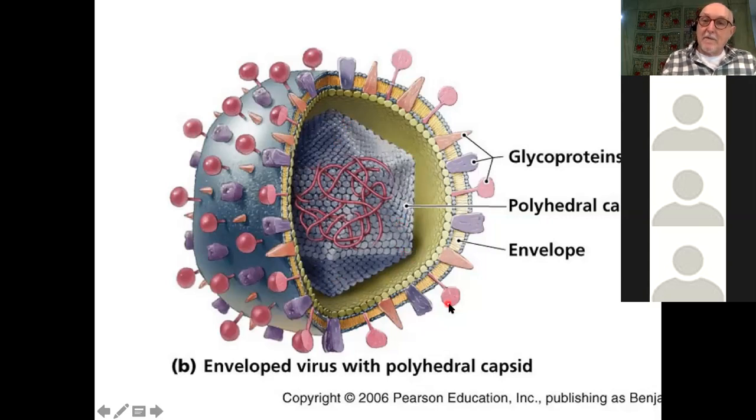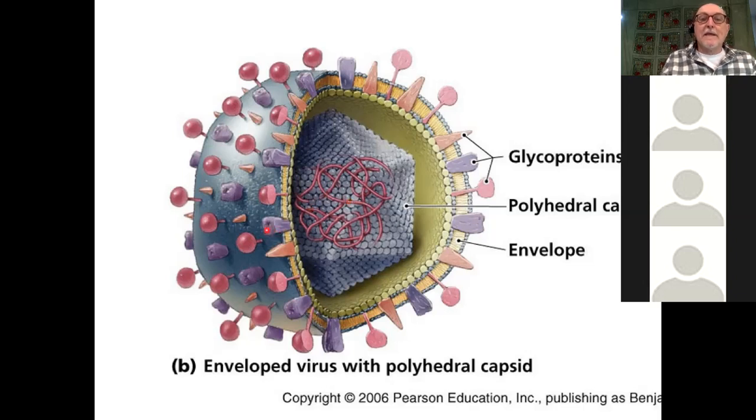This is an enveloped virus. Here's the membrane around the outside. Here are the viral proteins embedded in it. But look in here and you'll see it's got a polyhedral capsule with the nucleic acid on the inside. This, by the way, would be very typical of a herpes virus. This looks very much like a herpes virus.